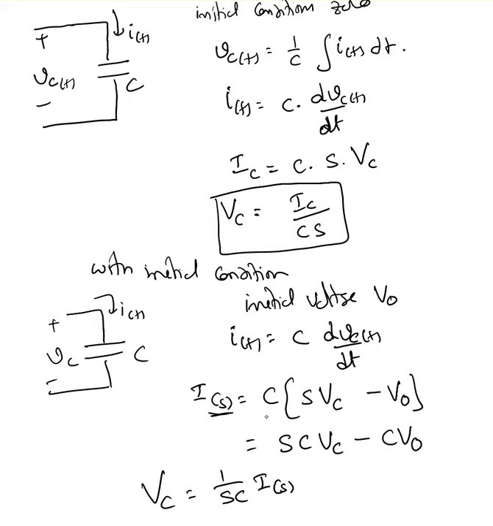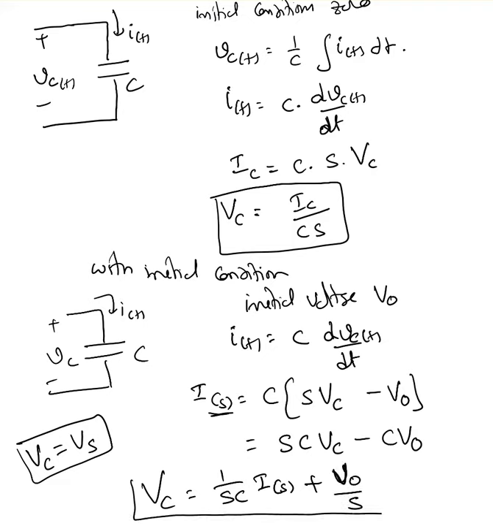I'm taking S domain, that's the reason I'm using S, so don't get confused. Sometimes I'm saying Vc, sometimes I'm saying Vs. They both are the same. Vc is the voltage drop across the capacitor in S domain. So Vc equal to 1 over SC times I of S plus V naught over S. This is the voltage drop across the capacitor with initial condition.